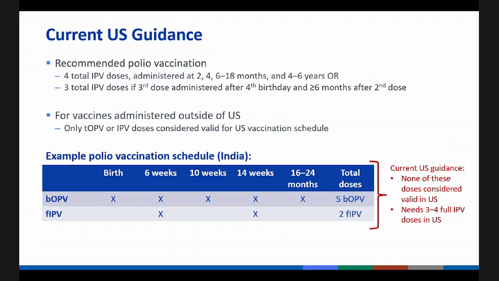So going back to the example of the Indian vaccination schedule, if a child immigrated from India and wanted to attend school in the US, current guidance is that none of these bivalent OPV or fractional IPV doses would be considered full doses, and the child would need either 3 or 4 full IPV doses to be considered fully vaccinated against polio in the US.